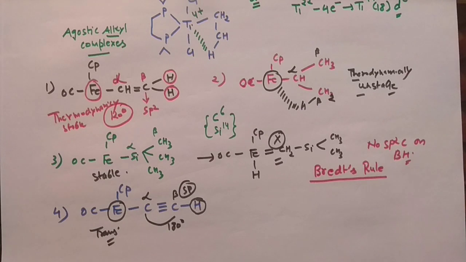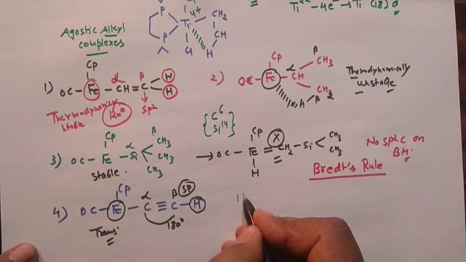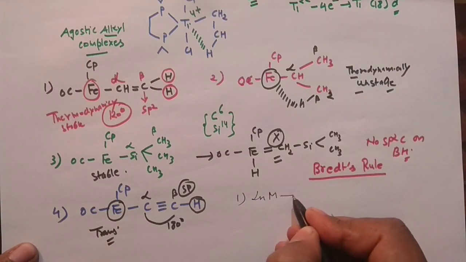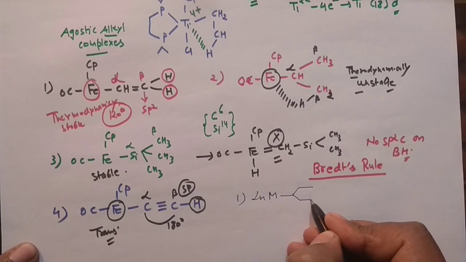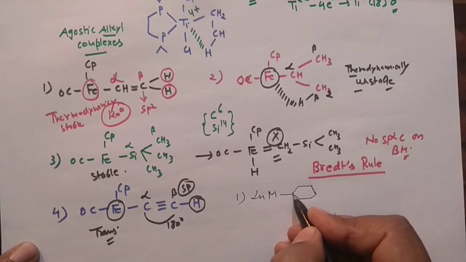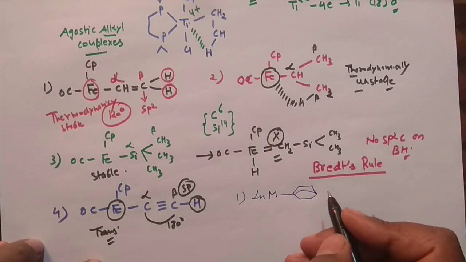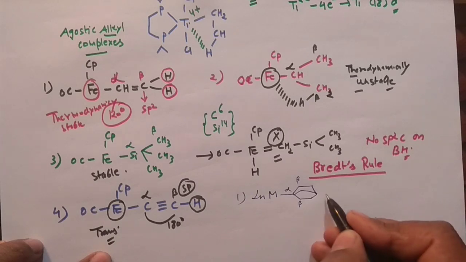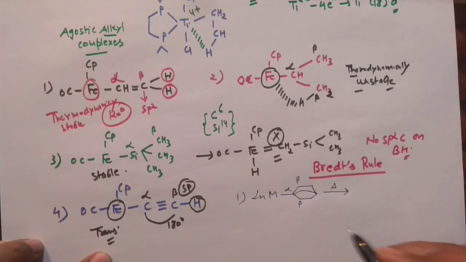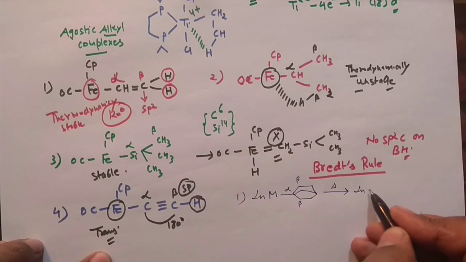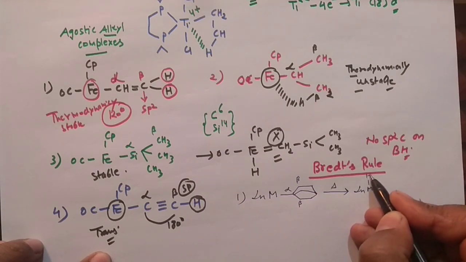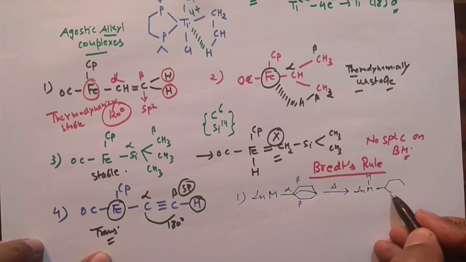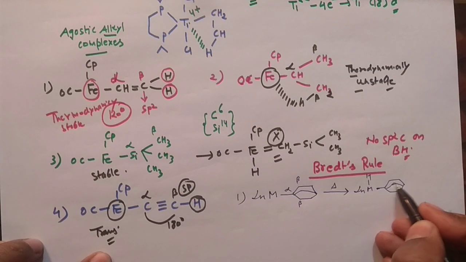Say for example, you have this complex, Ln M, and just like that, say you have this one. See, this is your alpha carbon, this is your beta carbon, this is your beta carbon. If you do the beta hydride elimination reaction, what product can you expect? The metal will have the hydrogen, the ligands, and then you have this species just like that.